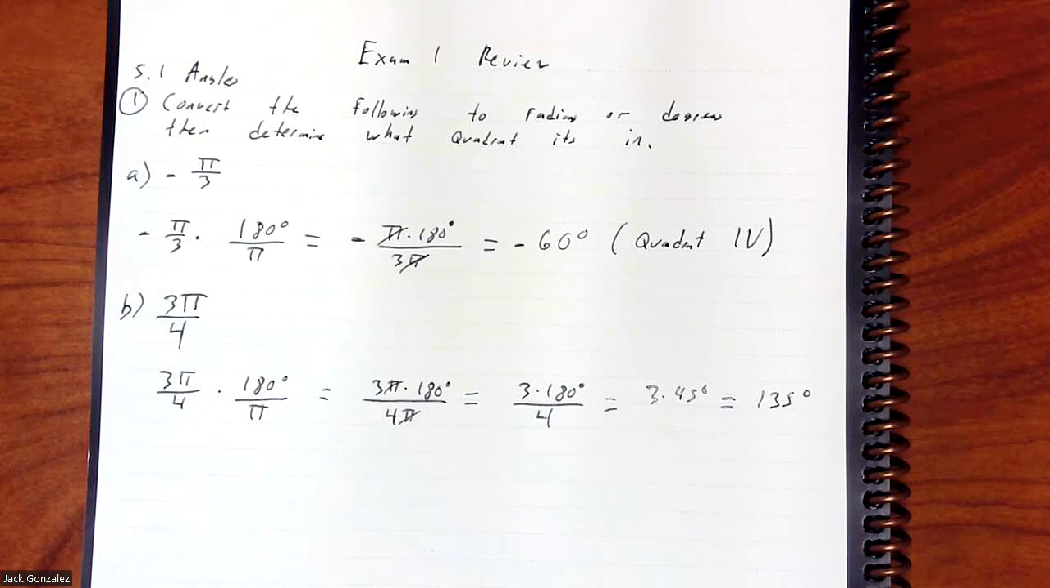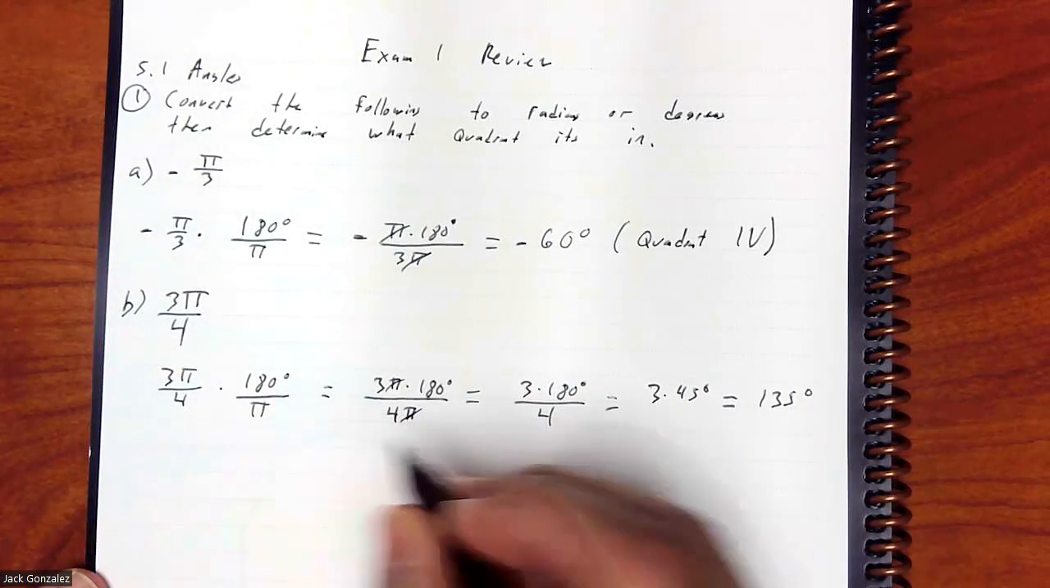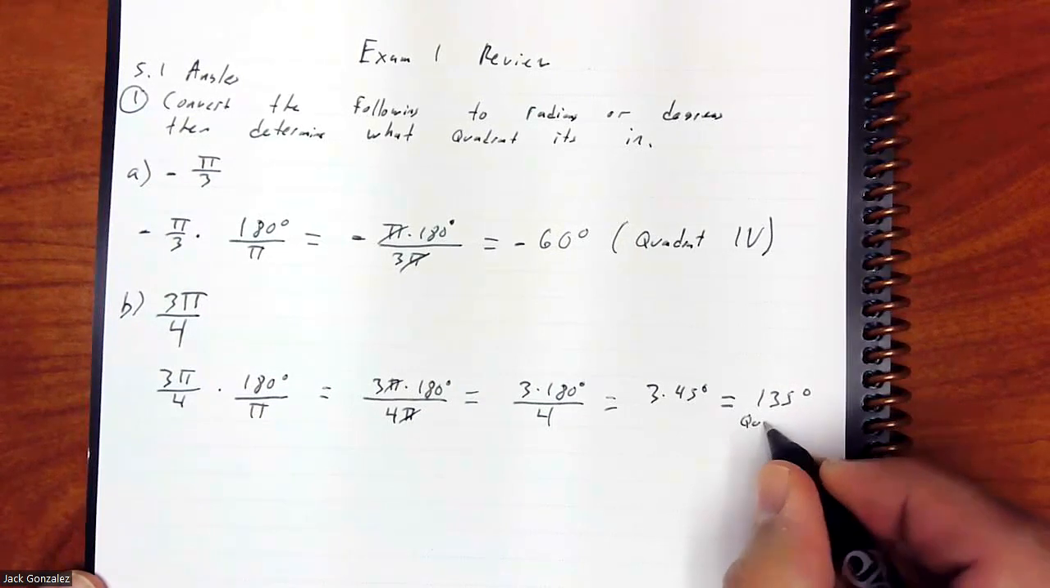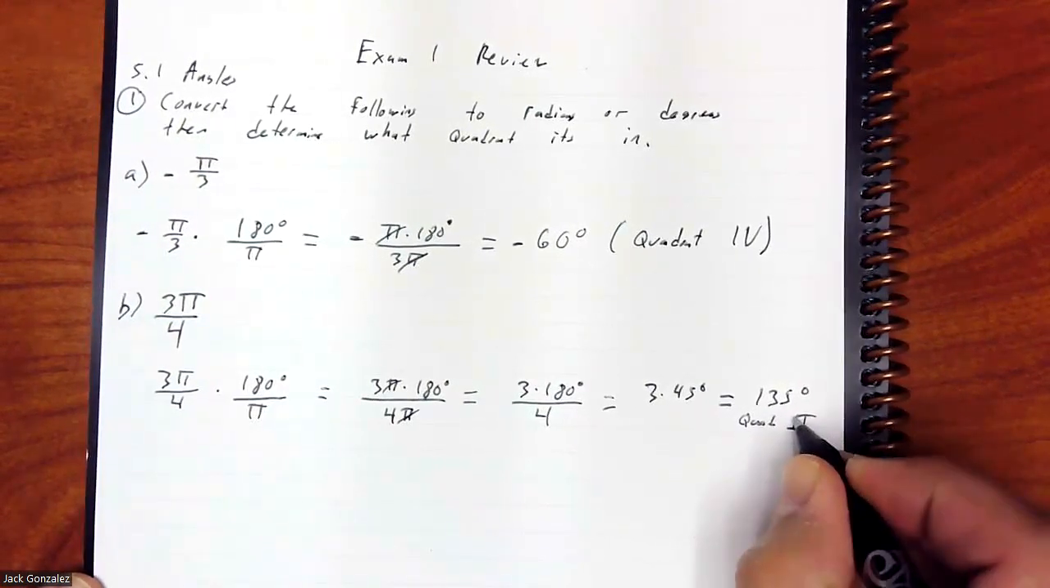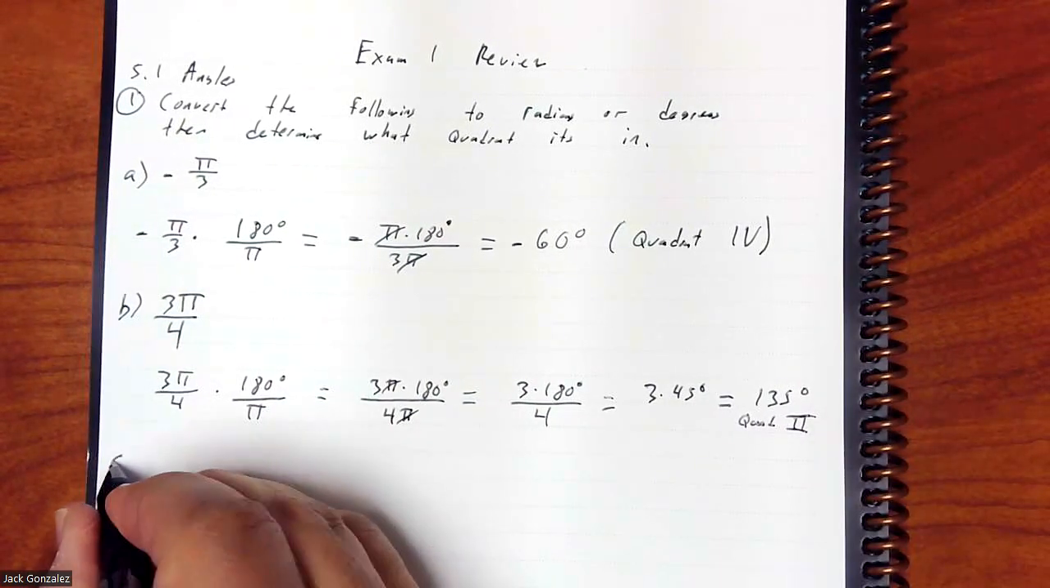What quadrant is 135? Yeah, 2, because 180 is right at the end of quadrant 2. So before 180, past 90, has to be 2. And if you don't know, look at the circle and just find out about where it is. Okay.